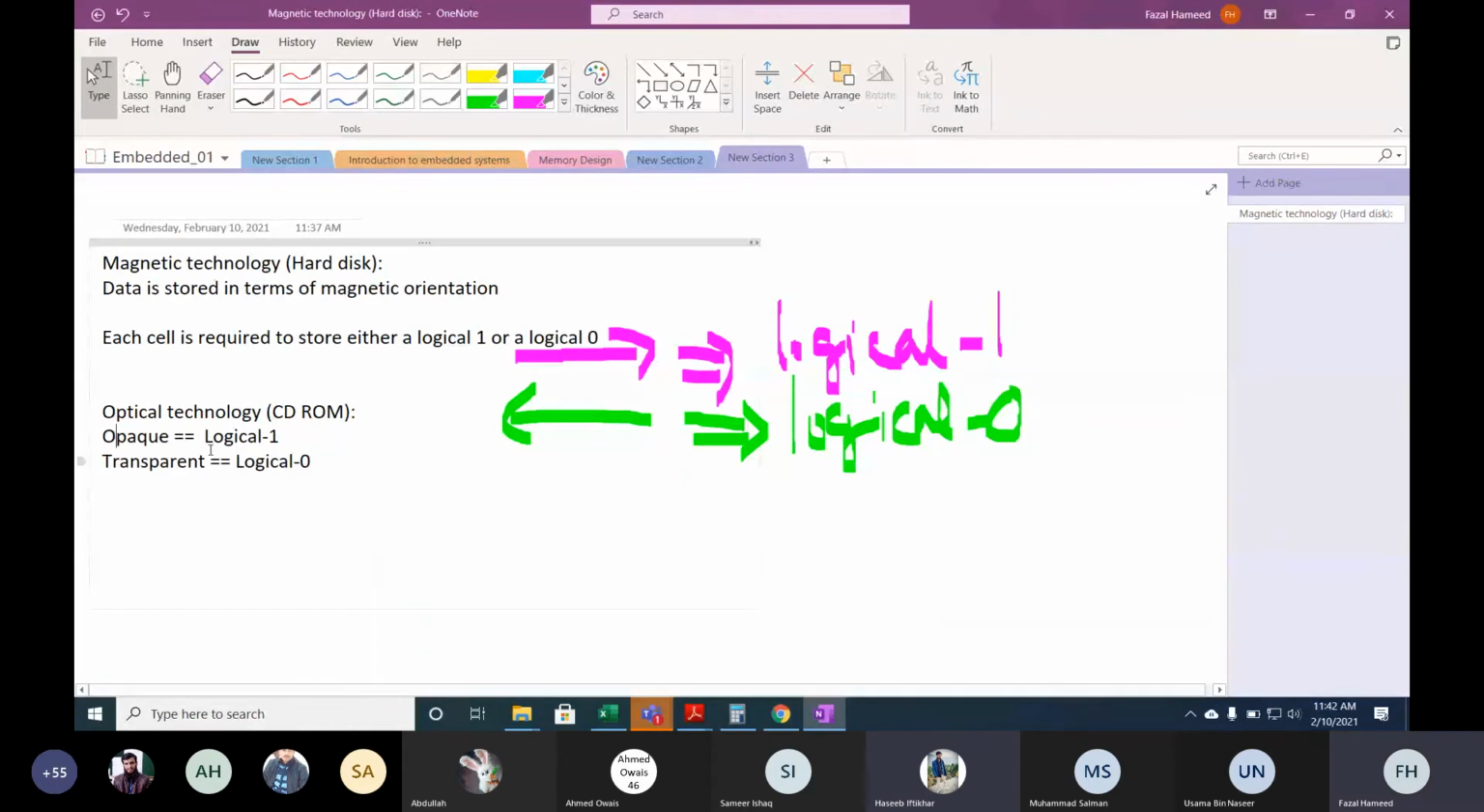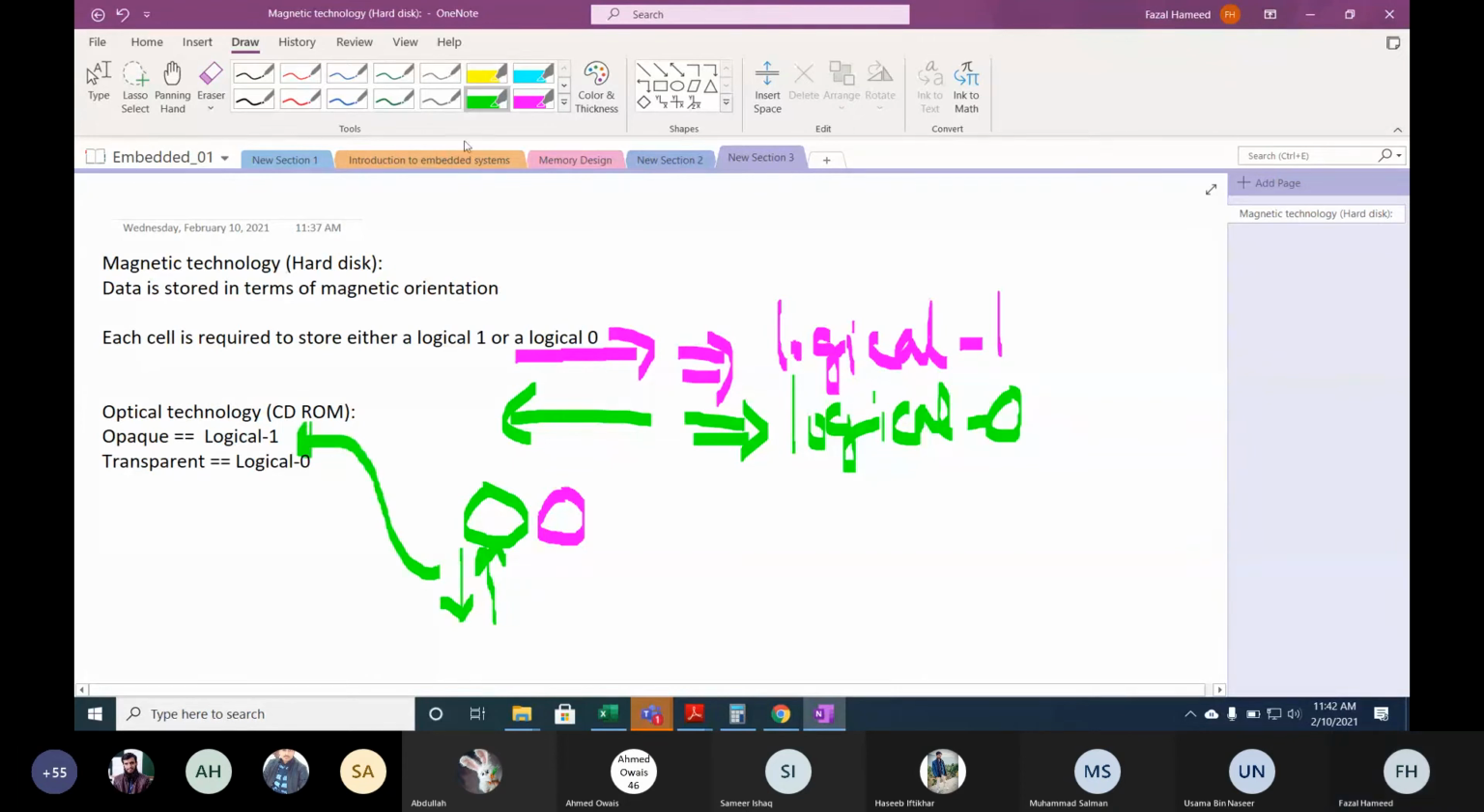Opaque means that when you transmit a light and you have a cell. Let's assume you have two different cells, one opaque and one transparent. When you pass light on the opaque one, it will be reflected again, so it means this is an opaque structure. In the transparent one, the light will pass through this cell, so you will not receive the light. The opaque cell will be used to store a logical 1 and the transparent cell will be used to store a logical 0. Now, did you understand? Yes, sir. Okay, very good.